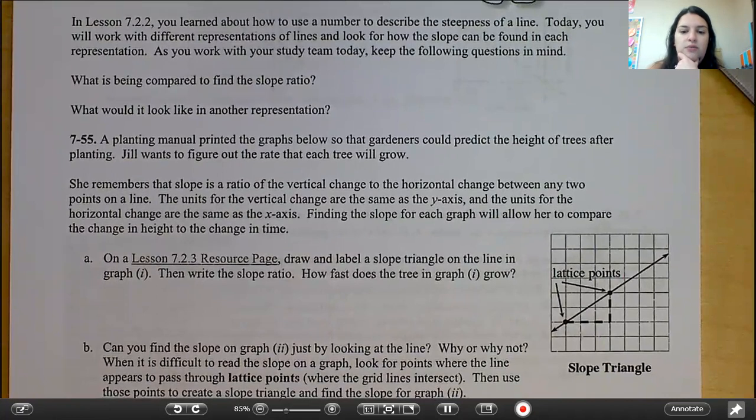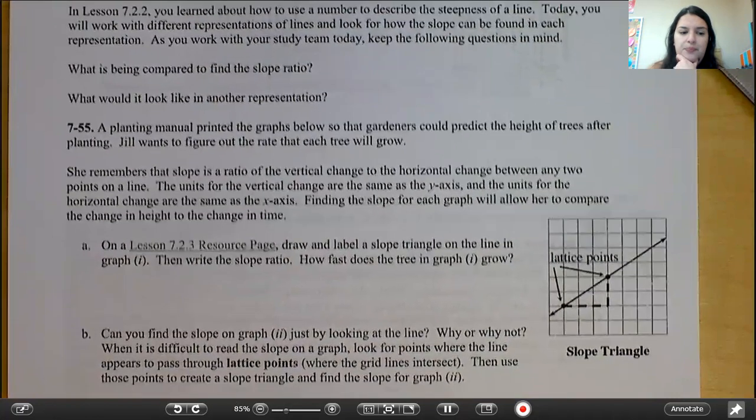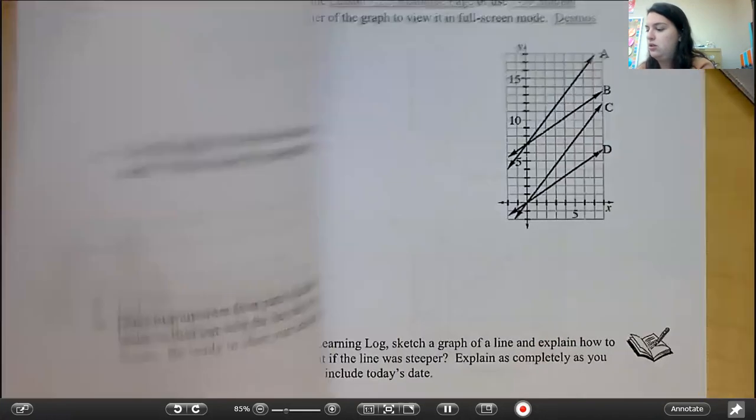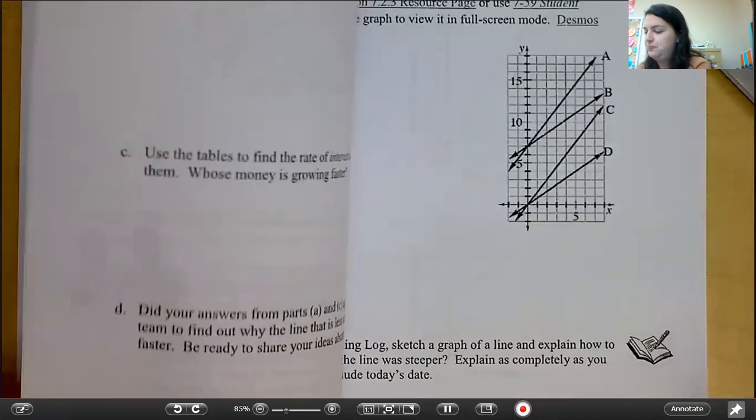Finding the slope for each graph will allow her to compare the change in height to the change in time. On the lesson 723 resource page, draw and label a slope triangle on the line in graph 1, then write the slope ratio. How fast does the tree in graph 1 grow? So let's take a look at your resource page.